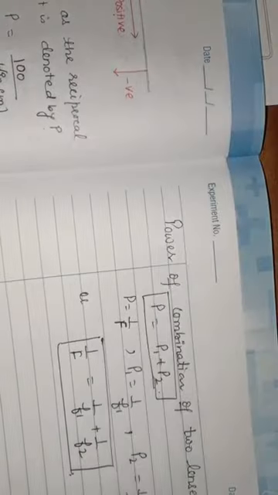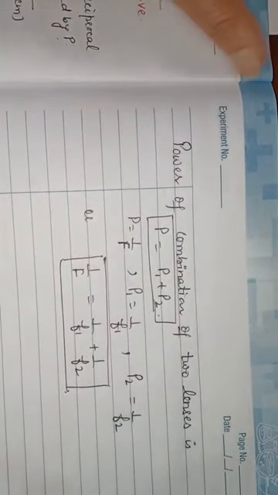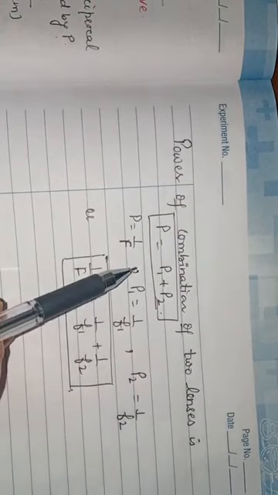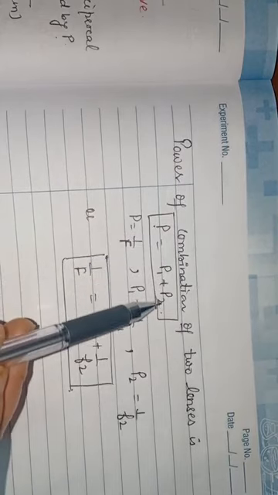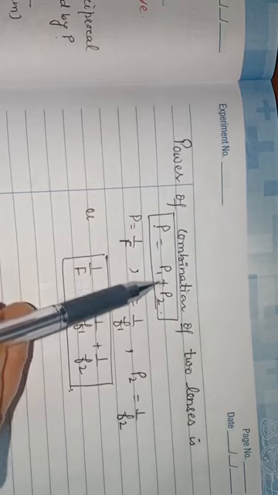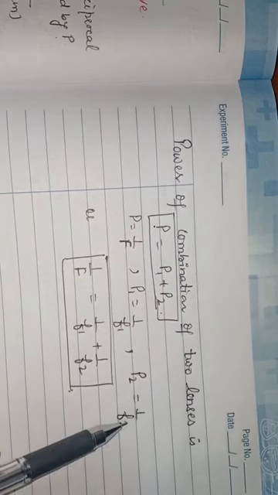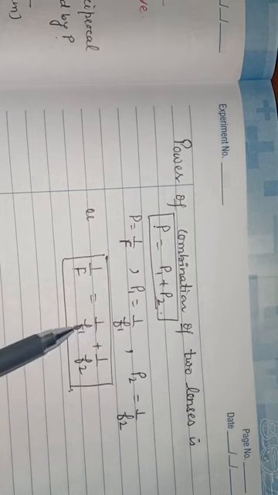Now if a combination of lenses is given to us and the powers of the two lenses are given, then the formula for calculation is that the total power of the lenses in combination is equal to the sum of the powers of these two lenses, that is, power of first plus power of second. If we want to calculate it in terms of focal length, then 1 upon f, the total focal length, is equal to 1 upon f1 plus 1 upon f2.